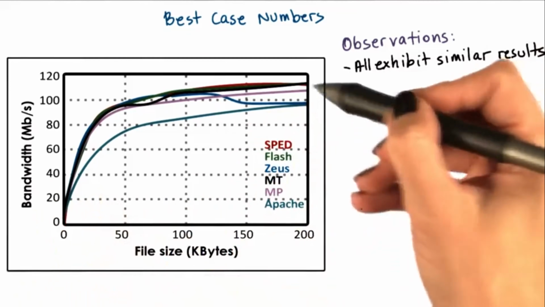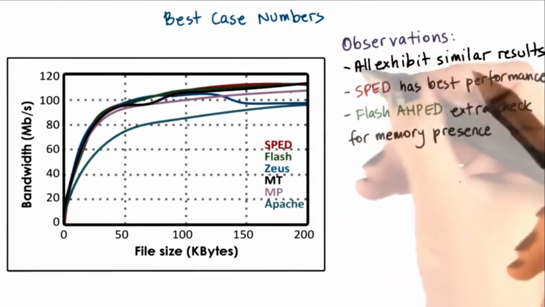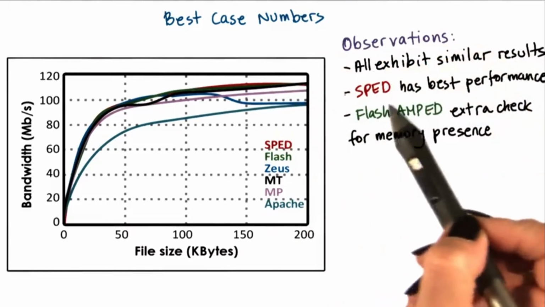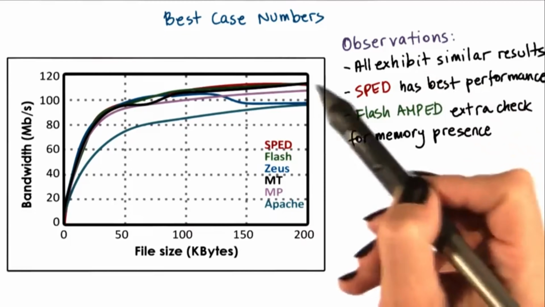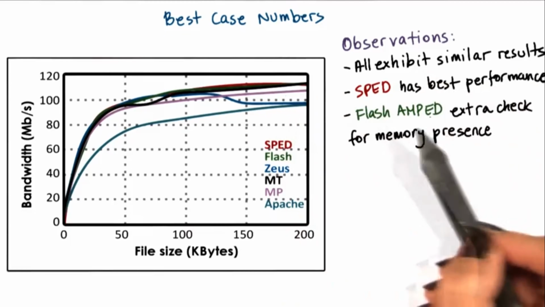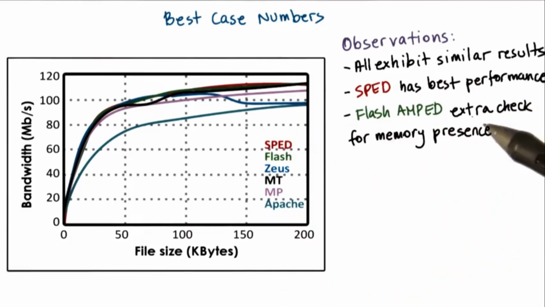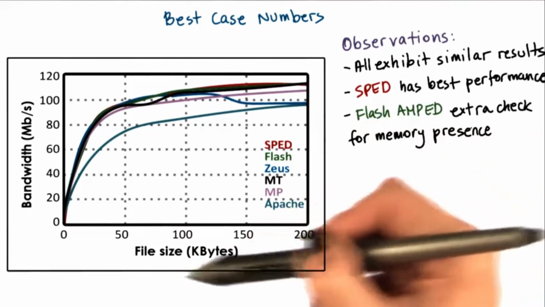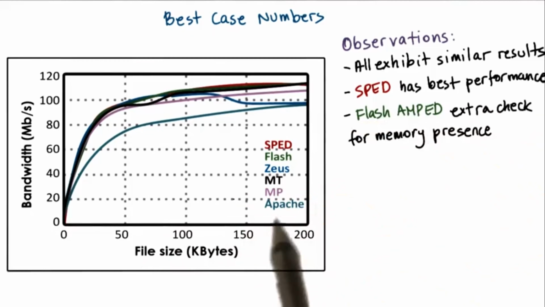We see that all of the implementations have very similar results. SPED is really the best. That's the single process event driven, and that's expected because it doesn't have any threads or processes among which it needs to context switch. Flash is similar, but it performs that extra check for the memory presence. In this case, because this is the single file trace, so every single one of the requests is for the single file, there's no need for blocking I/O. So none of the helper processes will be invoked, but nonetheless, this check is performed, so that's why we see a little bit lower performance for Flash.